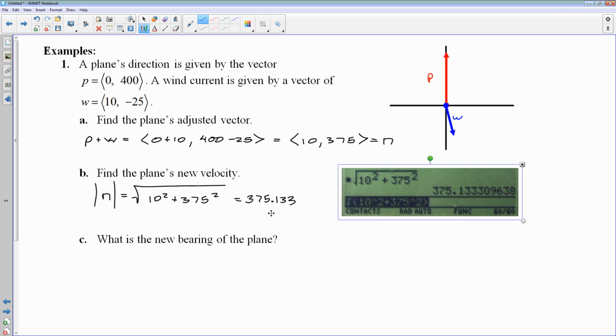And my units for velocity, oh, I didn't give it to you. I will say miles per hour. I will include enough information. So that's miles per hour. That is horrible penmanship, but whatever. All right, so we get the new speed, which is about 375.